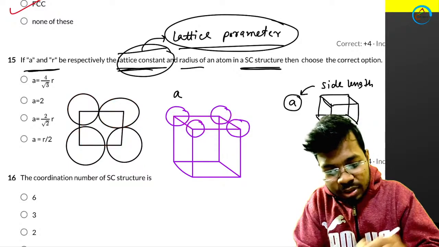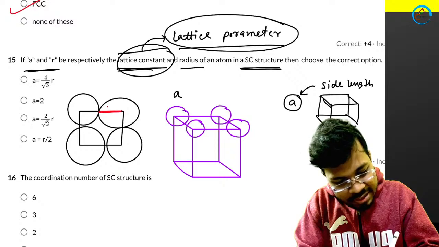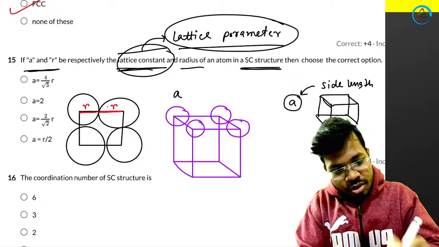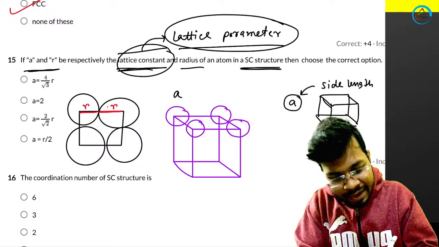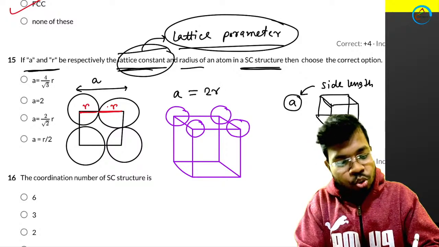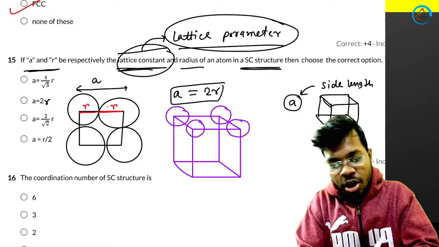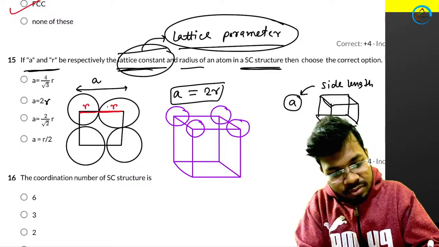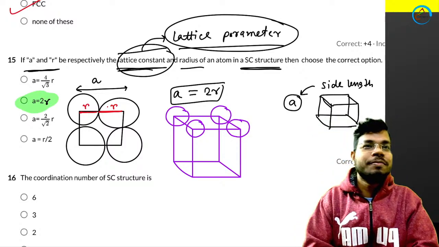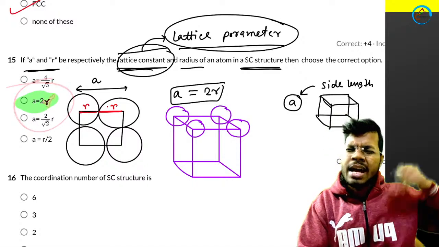Now if it is true, then what will happen? This is your radius for this lattice point, and this is your radius. So if it is true, then side length A will be what? 2R. In the real question it is 2R, it's just not printed here. Option B will be the correct one, not option D. A will be 2R. I forgot to put R in the printed version, but in the actual question it's 2R.